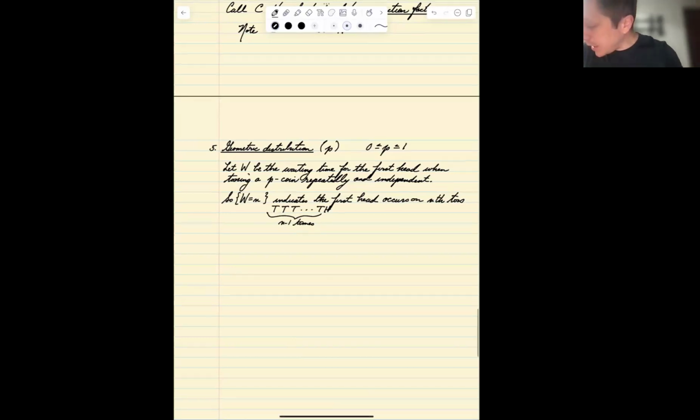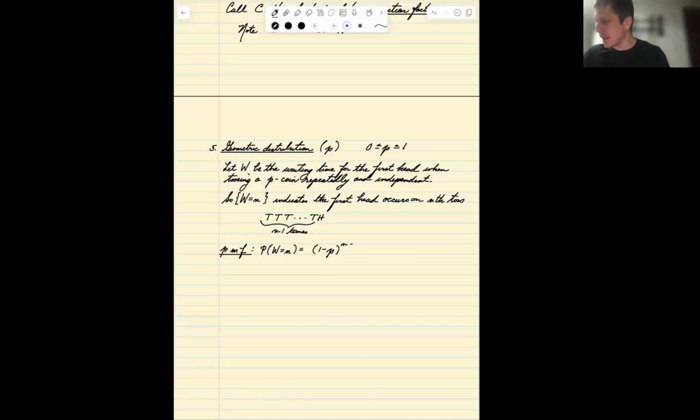What is the probability mass function of this random variable? Well, we've already calculated it and it's somewhat intuitive, but we can derive it again. Because of independence, and we're tossing a P coin repeatedly, in order to get n minus 1 tails followed by a head, we have to get 1 minus p times 1 minus p times 1 minus p, etc., that's n minus 1 times. And then the nth toss has to be a head, with probability p, and then we're done. The minimum value is 1, because we have to toss at least once to see a head, and if the first toss is a head, we get a value of 1.